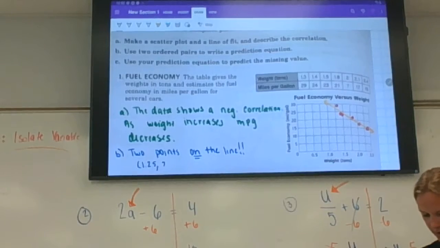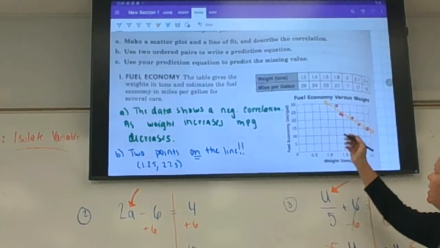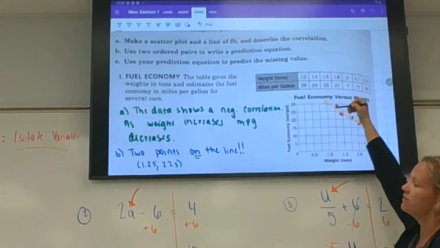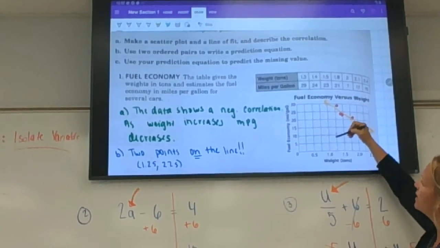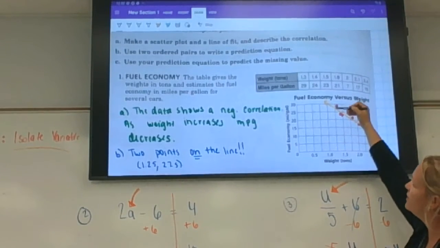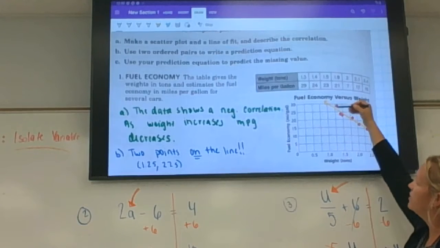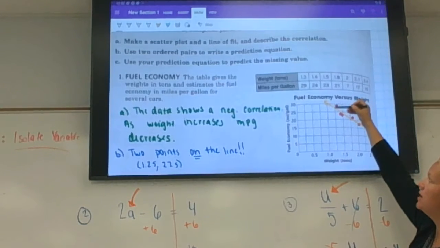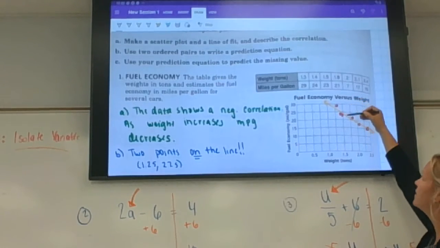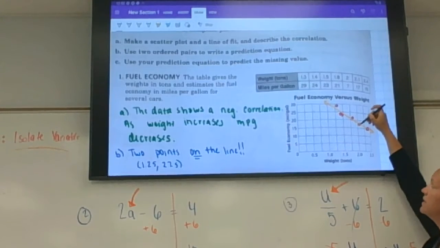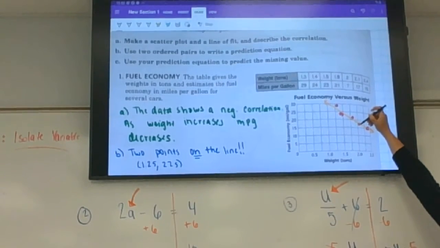I can't really find very good points, but to me this looks like really halfway. So I'm gonna pick 1.25, 27.5. It's not a pink dot, it's just on my yellow line. And then I'm also gonna use this pink dot since I go through it.